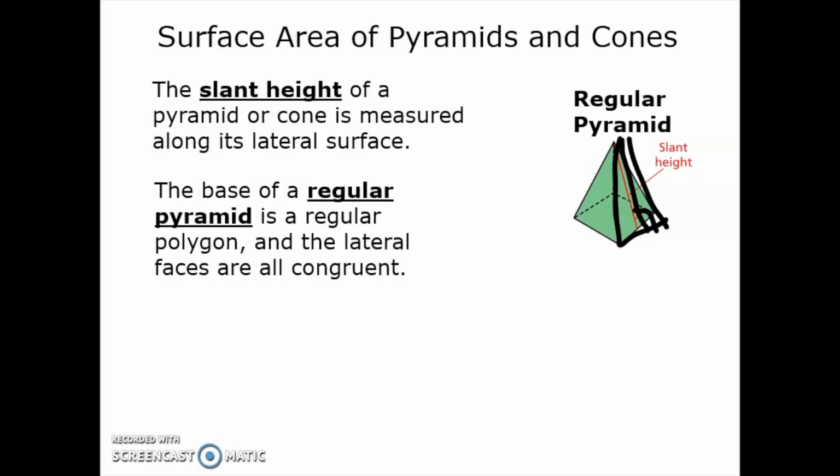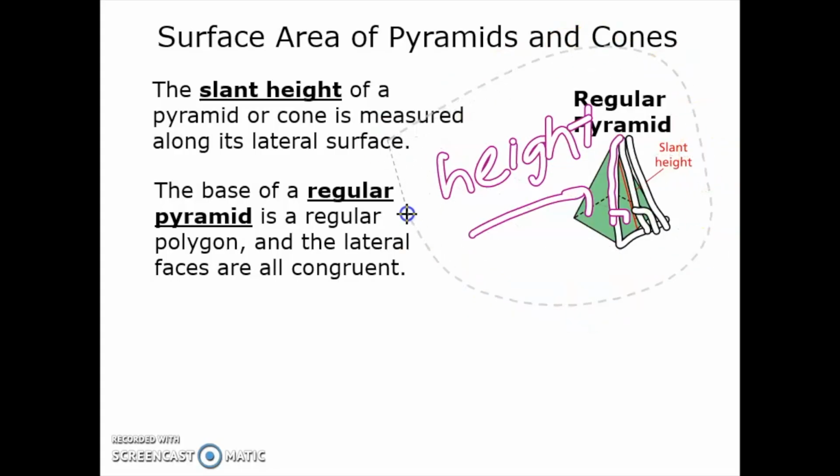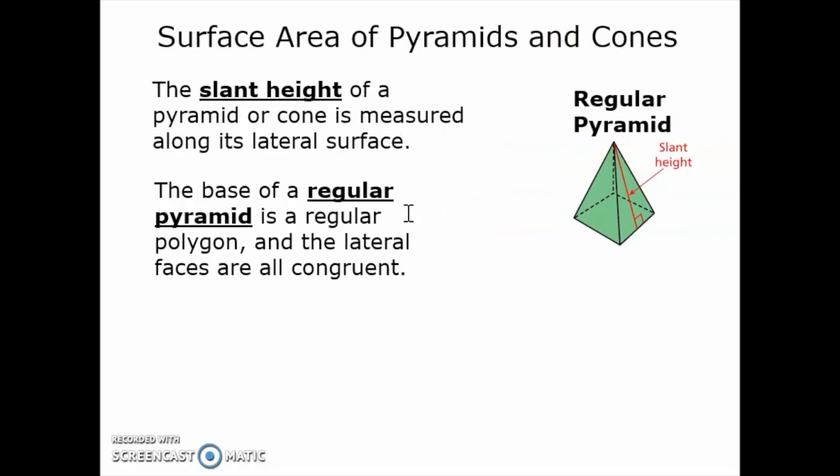The height of the pyramid would be if you imagine taking a toothpick and sticking the toothpick from the vertex straight down to where it would fall in the middle of the shape inside the pyramid. That would be the actual height of the pyramid. When we're doing surface area, we don't want the height of the pyramid. We want the slant height. That tends to be something that is sometimes confusing for people.